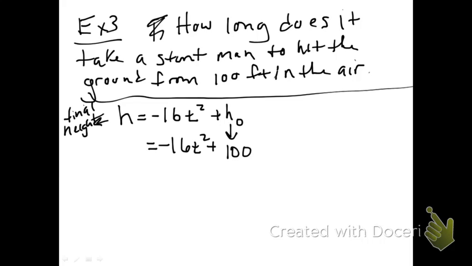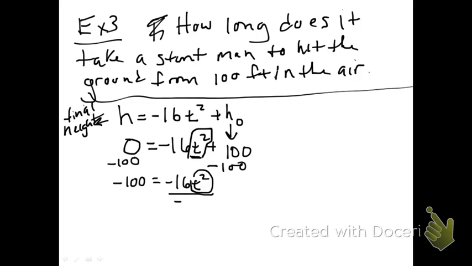If I want the stuntman to reach the ground and we have to assume then your height above the ground is 0 at that point. So if you're hitting the ground, your final height or your h value should be 0. And we just have to solve this equation for t. Well, let's apply what we know about solving by taking square roots. I have to isolate the squared term first, so I got to get this guy by itself. I'm going to subtract 100 from both sides, leaving negative 100 equals negative 16 t squared. I still need to get the t squared by itself, so I have to divide everything by negative 16.